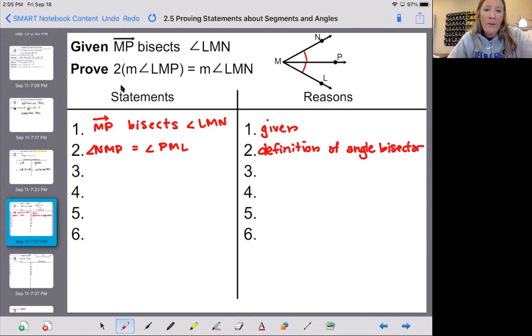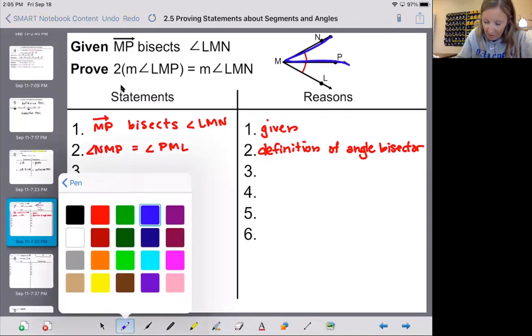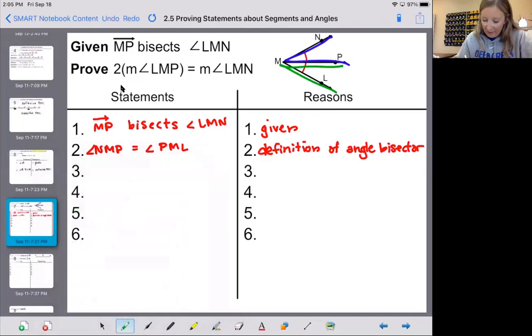Okay, next. Now, again, think about what we're trying to prove here. We want that 2 times the measure of angle LMP is equal to the measure of angle LMN. Okay, so let's start off over here. Look at the picture. Would you agree that this blue angle plus this green angle is equal to the big angle? Would you agree? The top one plus the bottom one equals the bigger angle altogether. Okay, so let's think about that. The top angle plus the bottom angle equals the big angle.